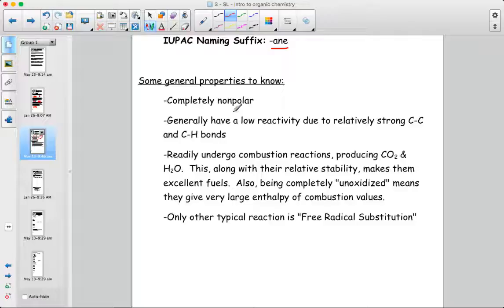Some properties to know about alkanes: because they're only made of carbon and hydrogen, completely hydrocarbon, they are completely nonpolar. So their only intermolecular force is going to be London forces. They generally have low reactivity because the C to C and C to H bonds are relatively strong bonds. One of the few reactions that they do undergo is combustion, producing carbon dioxide and H2O.